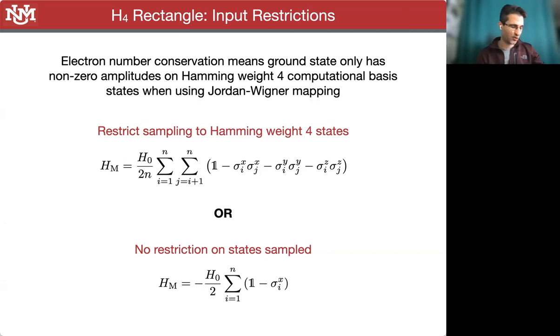So you have a choice. If you knew this ahead of time, you could restrict your RBM to only sample from Hamming weight 4 states, and in that case, we chose to use a mixer Hamiltonian that preserves the Hamming weight. If you didn't know that ahead of time, you would allow yourself to sample all computational basis states, and we picked a mixer Hamiltonian that was basically the transverse field.